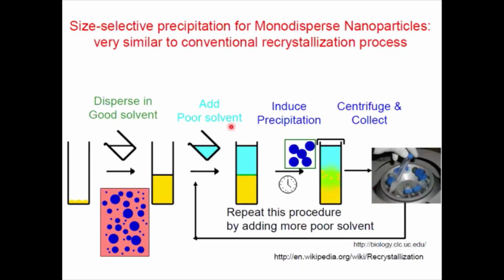So you prepare the nanoparticles in a surfactant in a good solvent, and then slowly add poor solvent, compared to this good solvent, and by centrifugation you can select the sizes in the hot injection process.